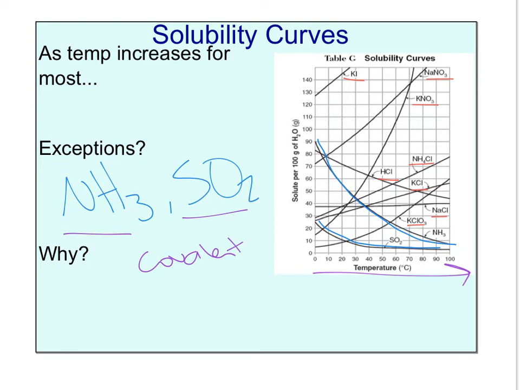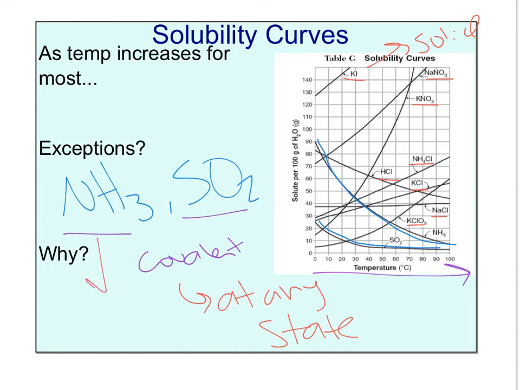A little flashback to Unit 2: covalent compounds can be at any state at room temperature, where our ionic compounds are solids at room temperature. There would be no way for you to know this at this point, but NH3 and SO2 are actually gases.